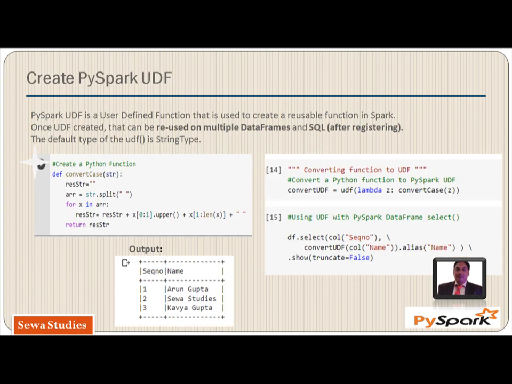Create a user defined function. A PySpark user defined function is used to create a reusable function in Spark. Once the UDF is created, it can be reused on multiple data frames and in SQL after registering your UDF, user defined function. This is the default type of the UDF methods.